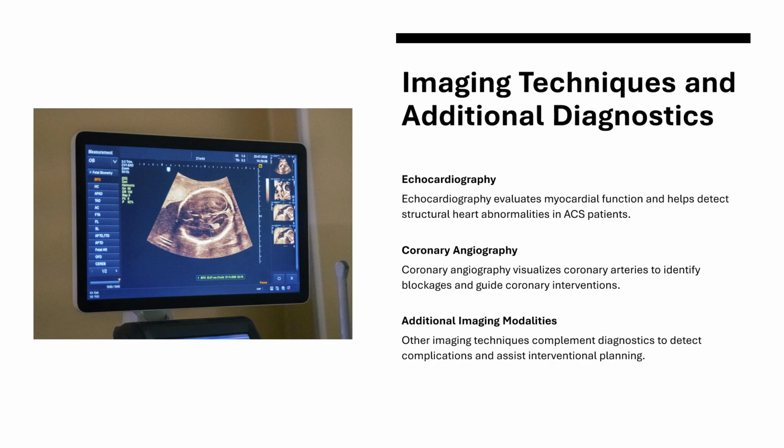Imaging techniques and additional diagnostics. Echocardiography can evaluate myocardial function and help in detecting structural heart abnormalities in acute coronary syndrome patients. And coronary angiography visualizes coronary arteries to identify blockages and guide coronary interventions. Additional imaging modalities: other imaging techniques complement diagnostics to detect complications and assist interventional planning.